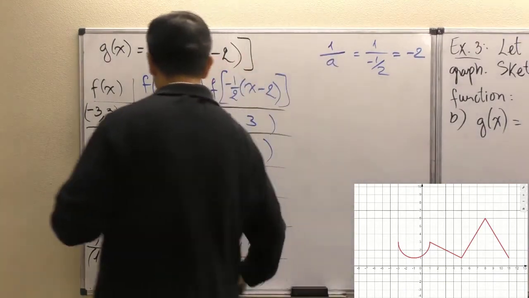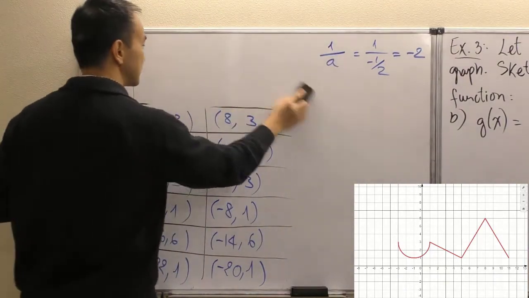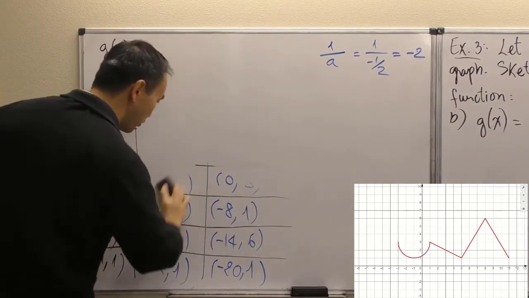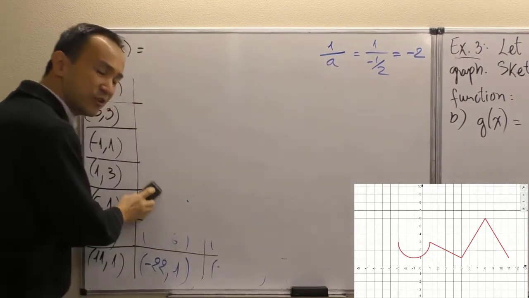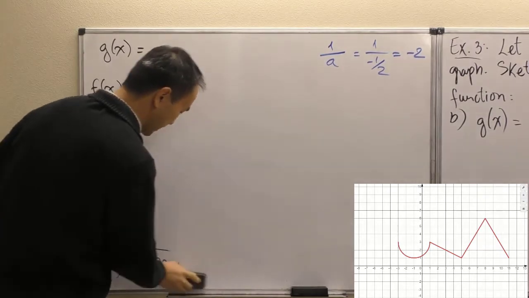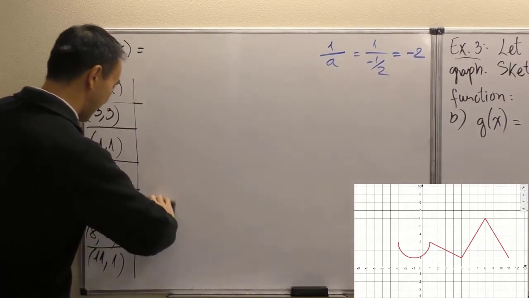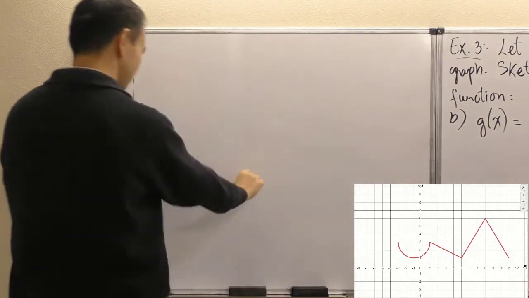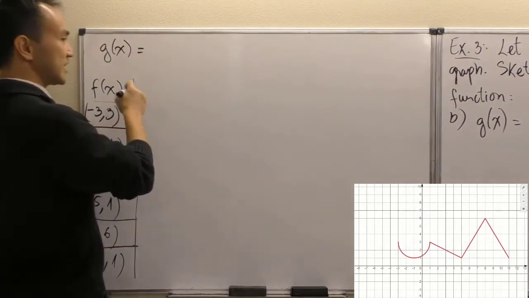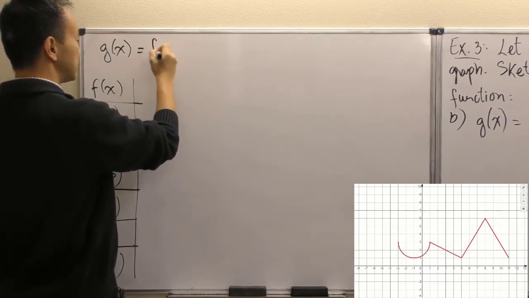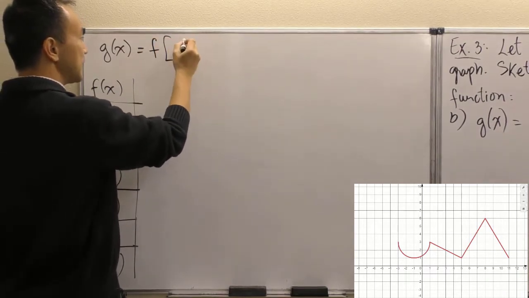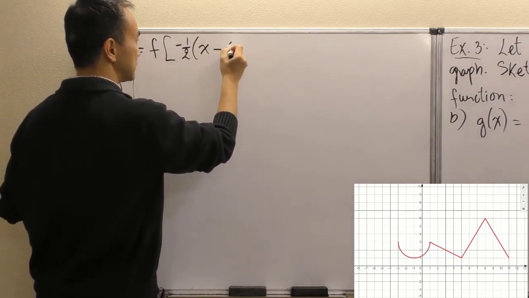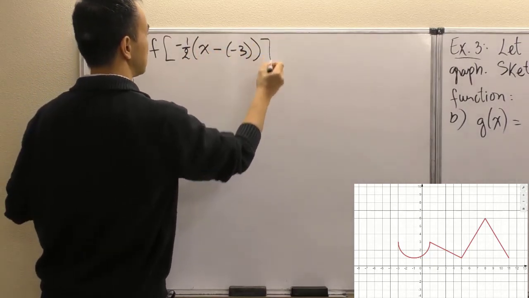I'm going to erase this board right here. I don't think I have to erase the entire complete table here because it's the same graph we're doing, so we can just keep that. All right, and so the function g of x we're looking at now is f of minus 1/2 times x minus -3. All right, so let's put it in that way.